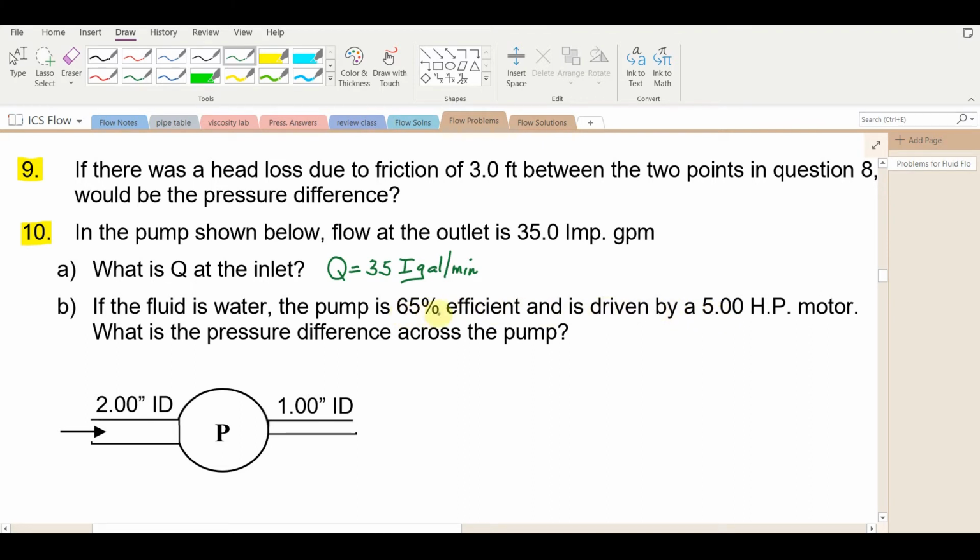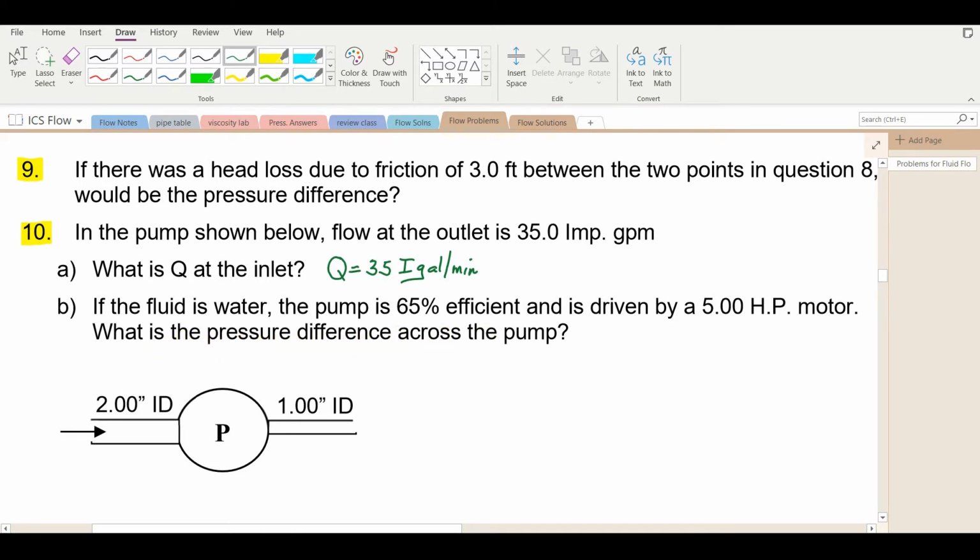So to find out the rate at which power is being added to the system, you multiply 5 horsepower times 0.65. That's the effective horsepower produced in the system. But what's the pressure difference across the pump?